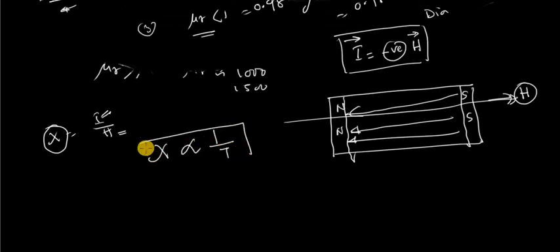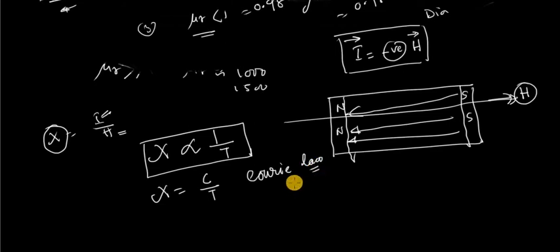That means if you increase the temperature, your chi decreases, and chi is equal to C by T. This is called Curie Law. And this law holds for paramagnetic material.